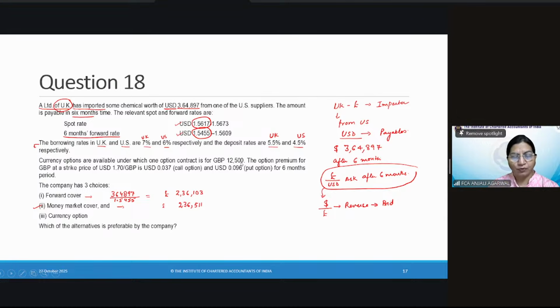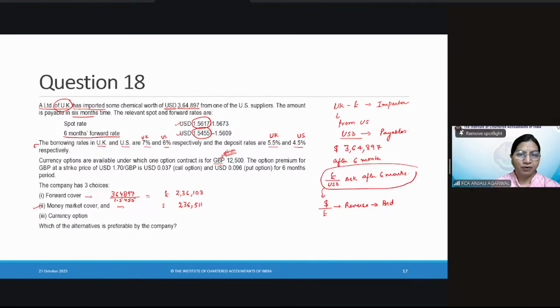So if you want to buy or sell pounds, you can do so using the option. The option is available on pounds. This is the underlying. But we want to buy what? We want to buy dollars. We don't want to buy or sell pounds. We want to buy dollars.